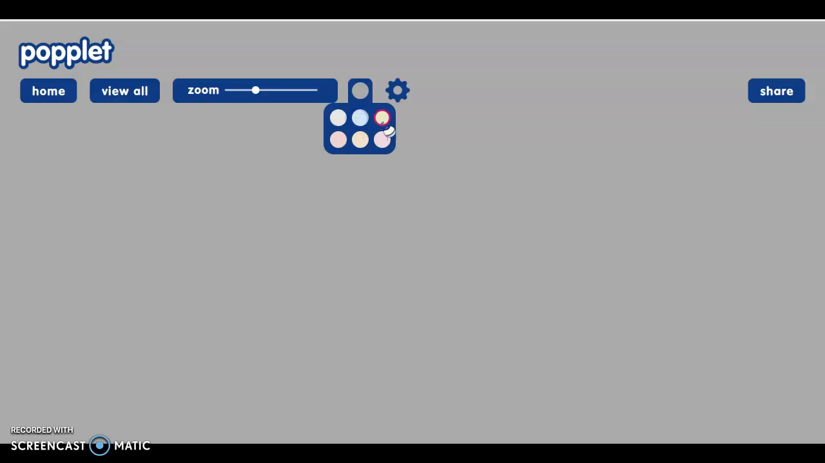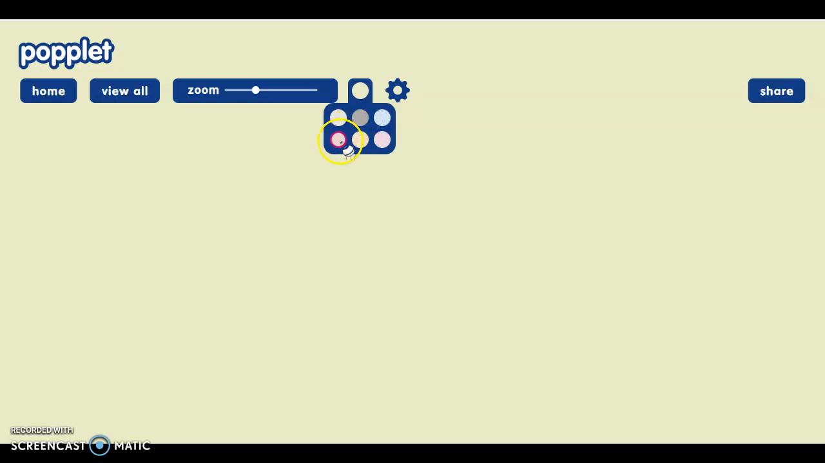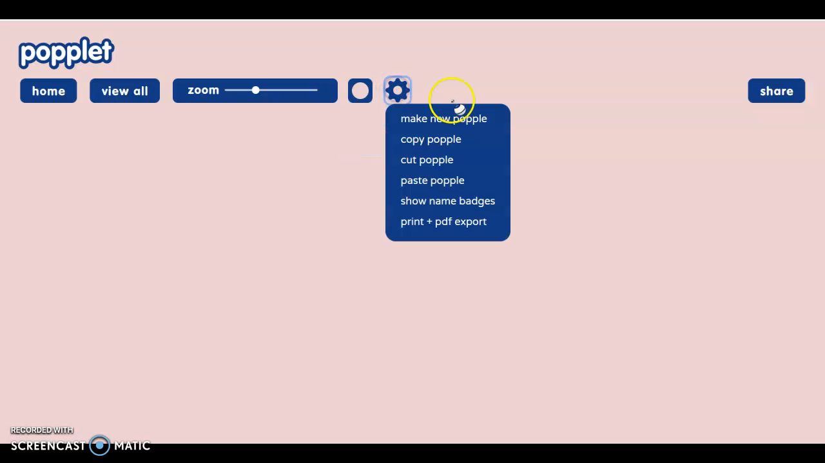You can do green, yellow, blue. I'm going to go ahead and stay with pink. The next button is your settings button. This is where you're going to make a new Popple. You can copy a Popple, cut a Popple, paste it, and then some other functions down here.